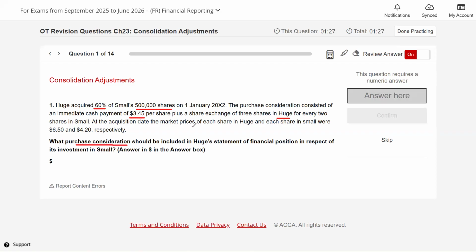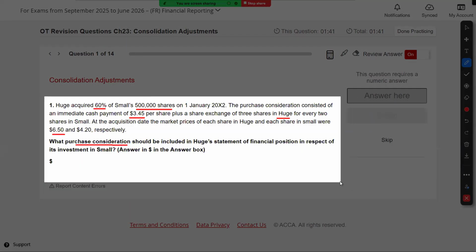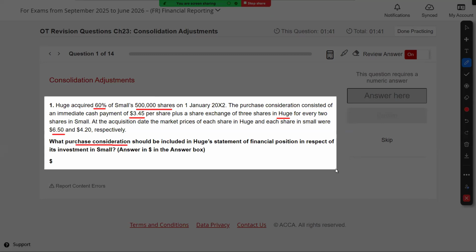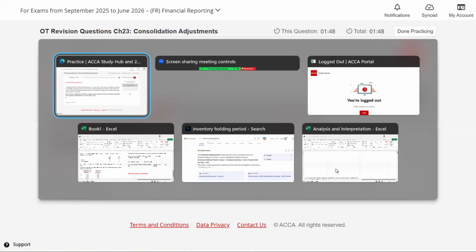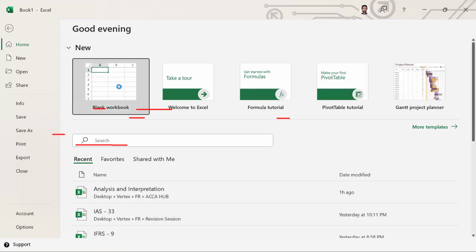And at the date of acquisition, the market price of each share in Huge and each share in Small was 6.5 and 4.2. However, we are only considering 6.5 because Huge is issuing its shares. Okay, so let's take this question to the Excel sheet and attack it so that we could understand. So we will have a new Excel sheet for this new set of questions.